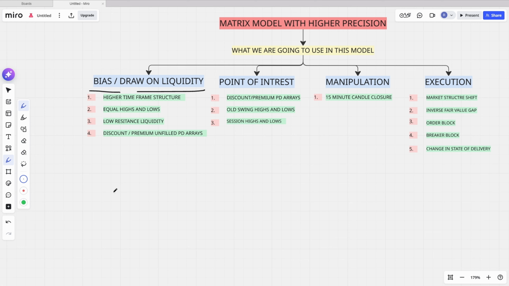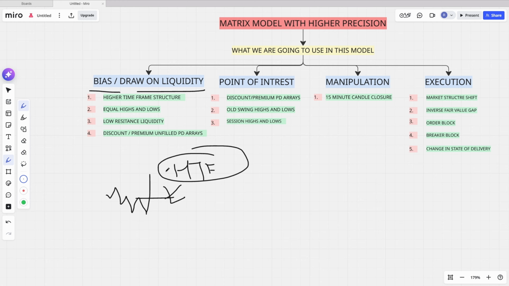When you analyze higher time frame structure in this way, it becomes much easier to determine whether the market is more likely to move bullish or bearish. Once your bias is defined, finding draw on liquidity becomes straightforward. You simply mark out the most recent range that aligns with your bias.